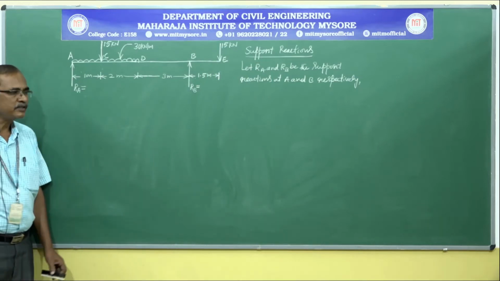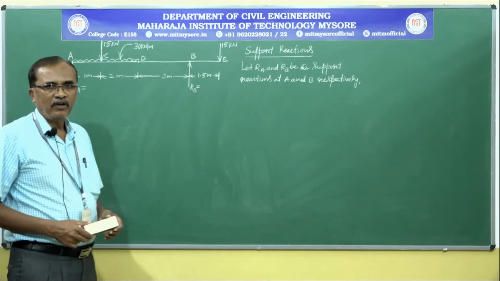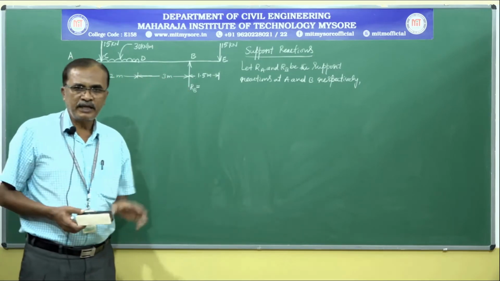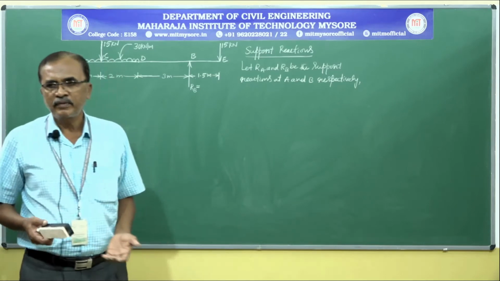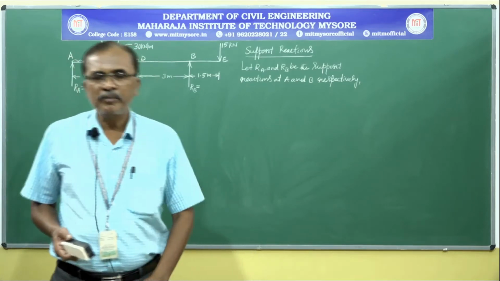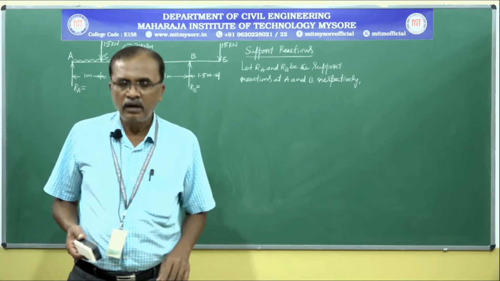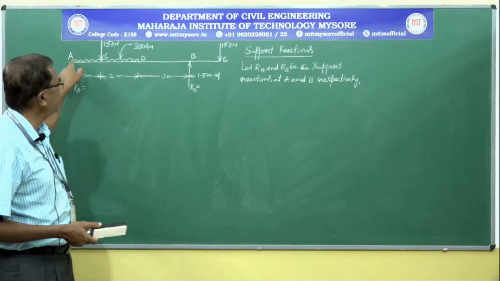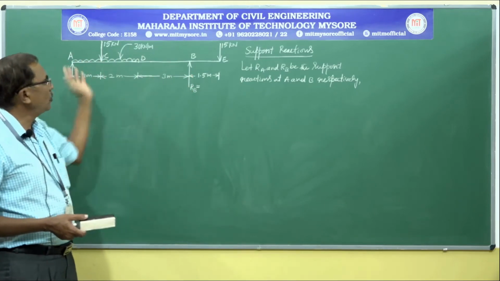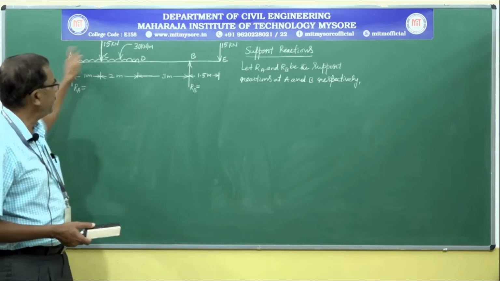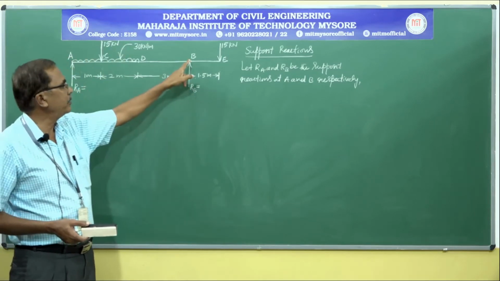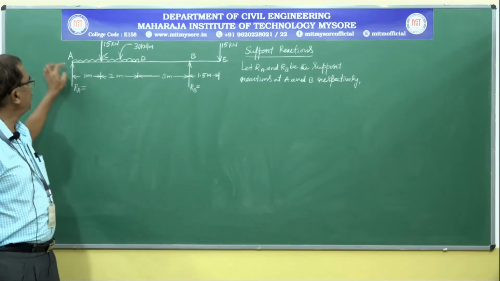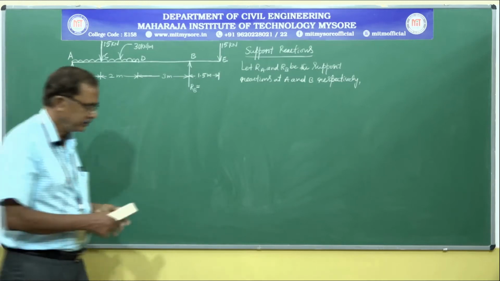After stating support reactions, now let us apply the equilibrium conditions. As usual, we apply the moment equilibrium condition first, then the vertical force equilibrium condition. If we take a moment at an unknown point, at point A or B, one unknown becomes 0. When you take moment at point A, RB becomes 0. If you take moment at point B, RA becomes 0. Let us take moment about point A by applying the moment equilibrium condition.